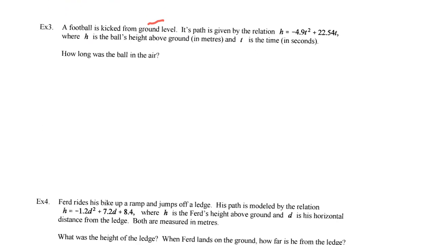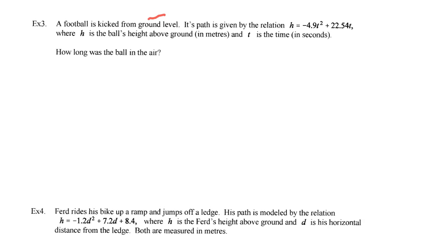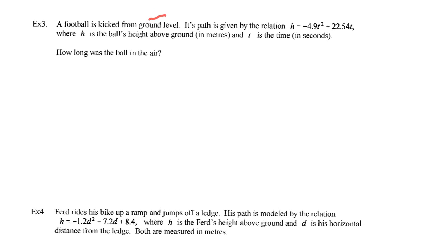So this question says a football is kicked from ground level. Its path is given by h equals -4.9 t squared plus 22.54 t, where h is the ball height and t is the time in seconds. How long is the ball in the air?